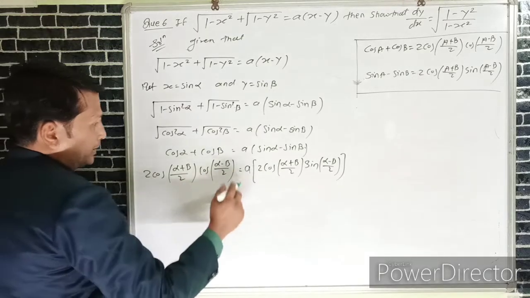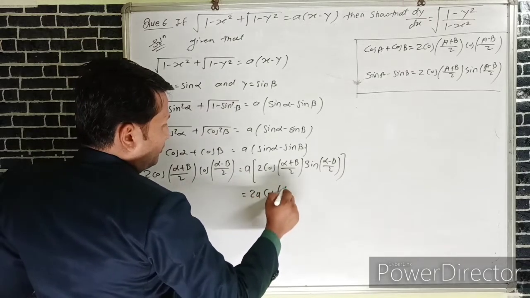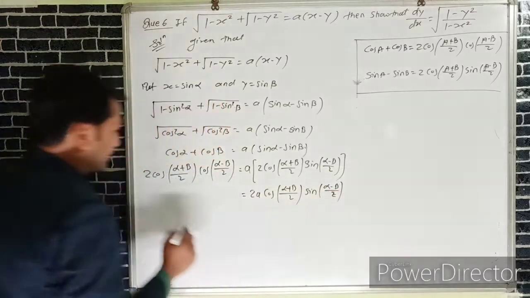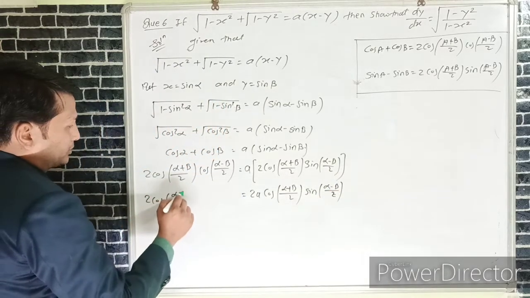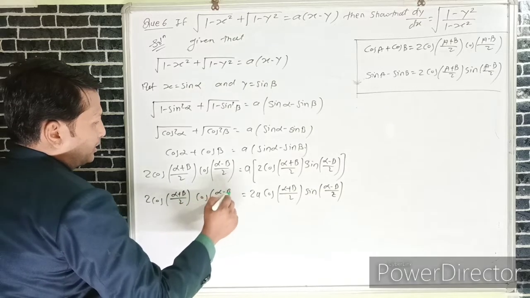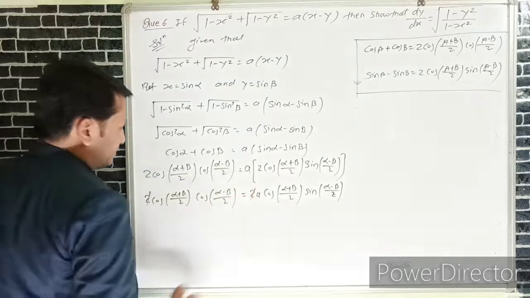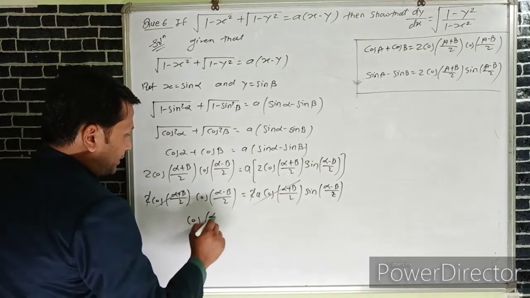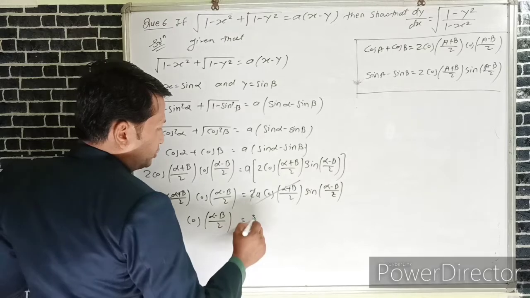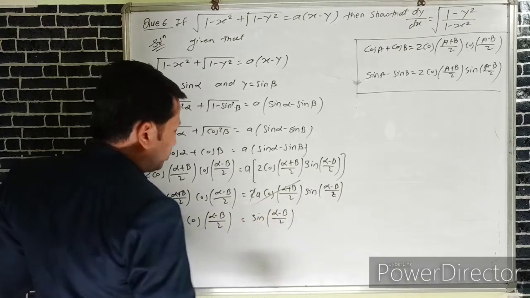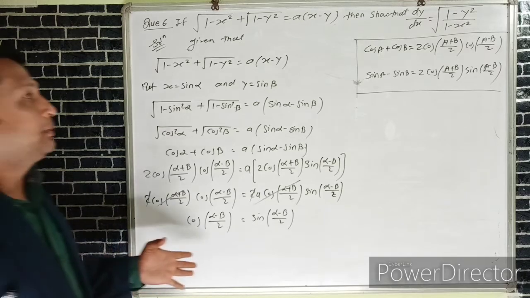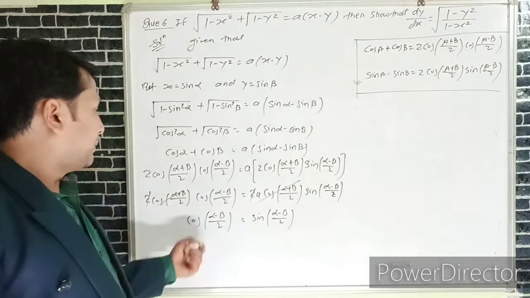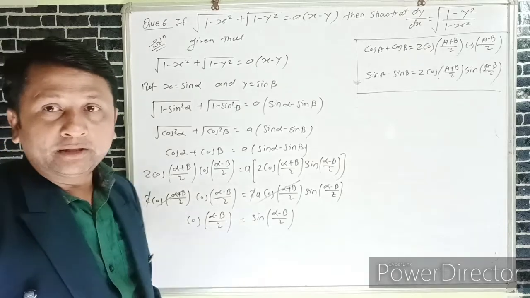Here we can write again twice a cos((α + β)/2) sin((α − β)/2). The right side is as it is: 2 cos((α + β)/2) cos((α − β)/2). Here 2 cancels, and cos((α + β)/2) cancels. We can write cos((α − β)/2) = a sin((α − β)/2). But we have to prove that dy/dx = √((1 − y²)/(1 − x²)).